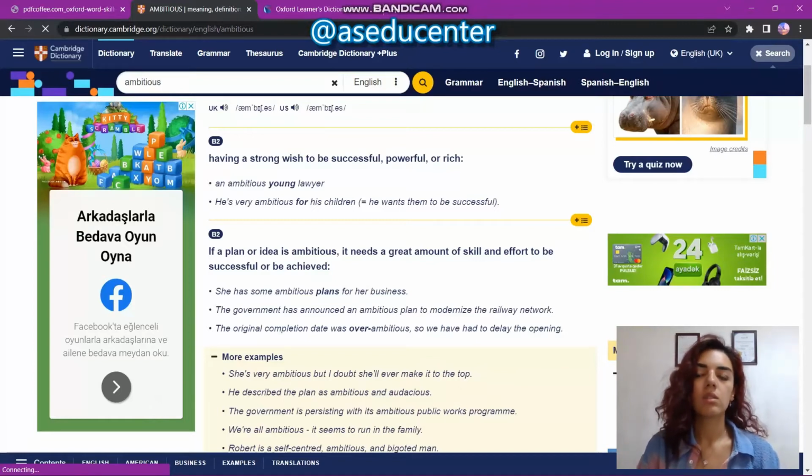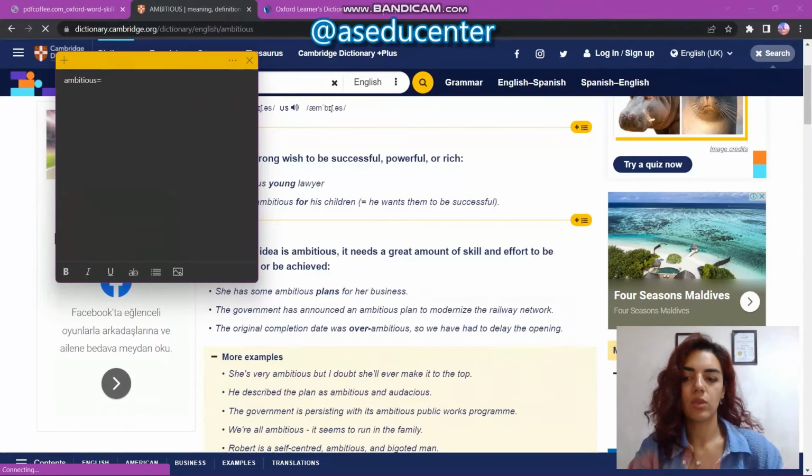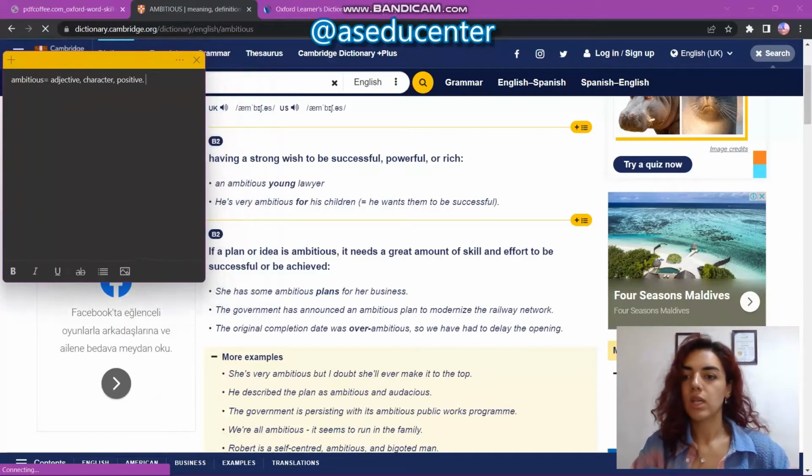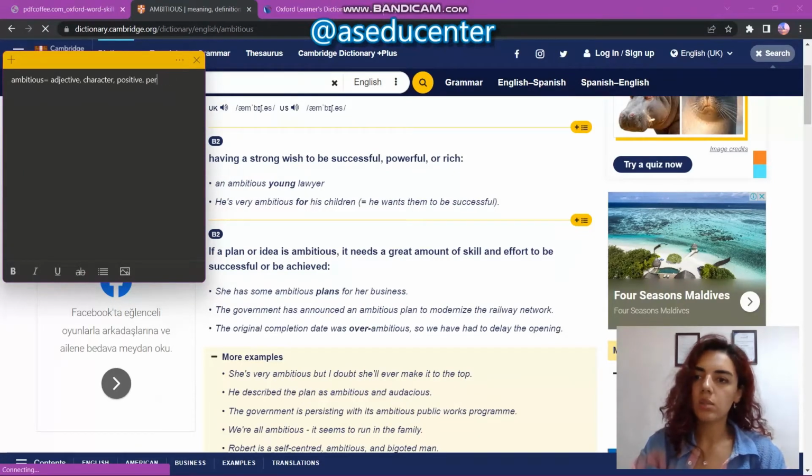So it means someone wants, so it's first of all an adjective. Secondly, it's about a character. Thirdly, it's a positive character. And I read the definition and I understood that it's a person who wants something and gets it. So it means like you want and you get it.